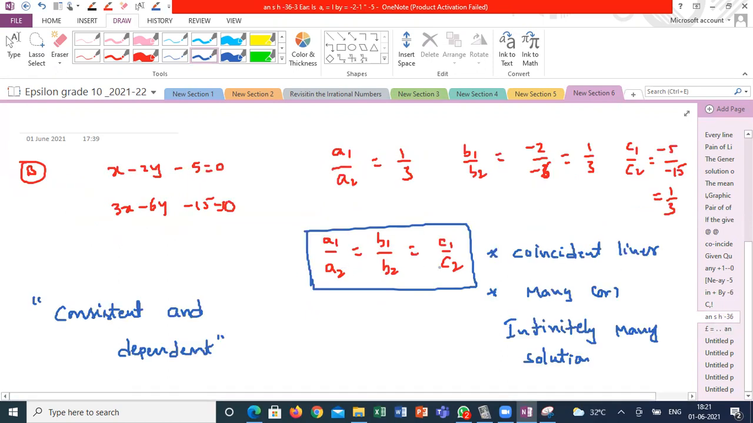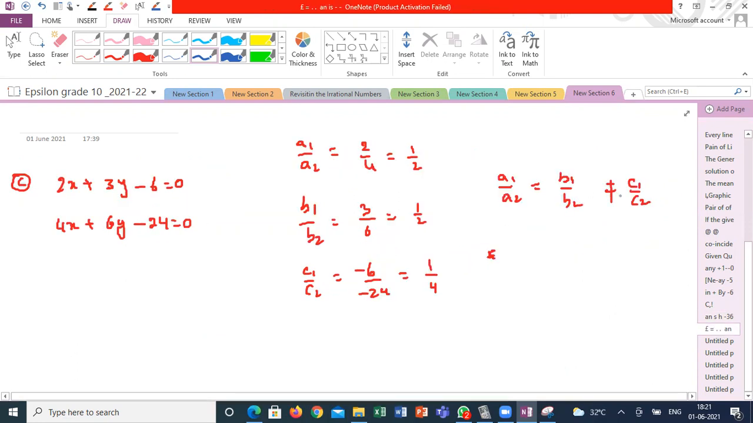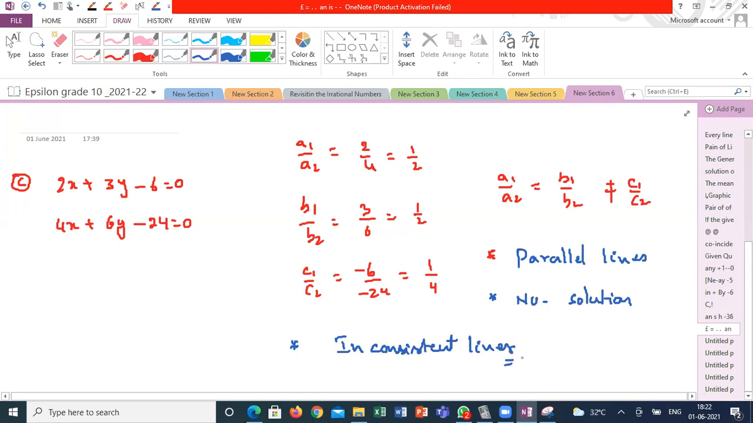It is a close call to the previous case. Only there all three ratios are the same, but here the first two ratios are the same and not equal to the third ratio. This situation is called parallel lines, and the answer is no solution. In this case, the lines are called inconsistent lines. Got it, guys? What I'm saying? Is it clear?